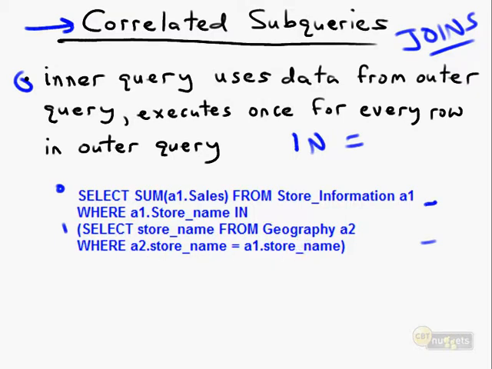In other words, wherever the same store name exists in both tables, those rows will come back, and then the sum of sales for those rows will be computed. The correlation here is in the where clause because the test for equality on the inner query references an outer table. So row by row, we're going to have to correlate the outer and inner queries.